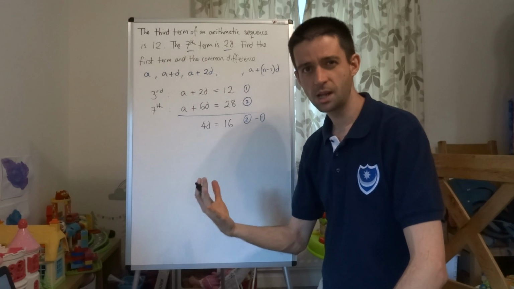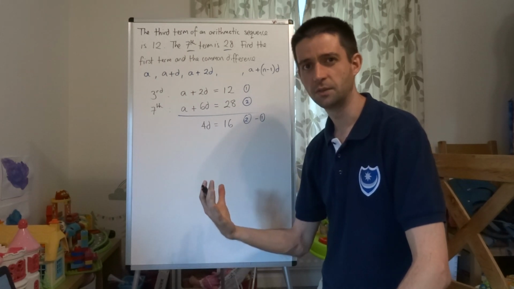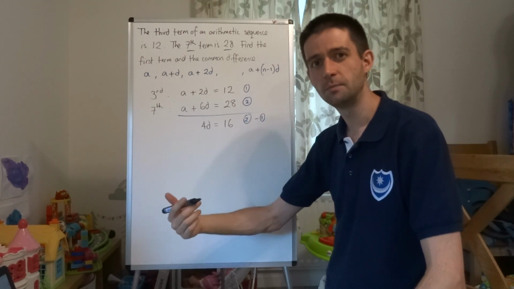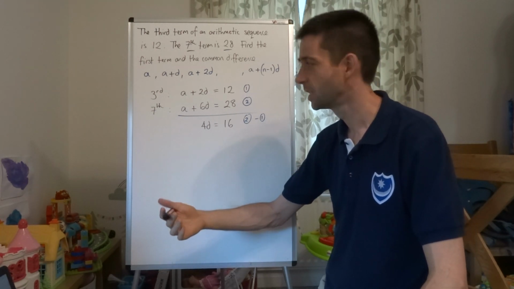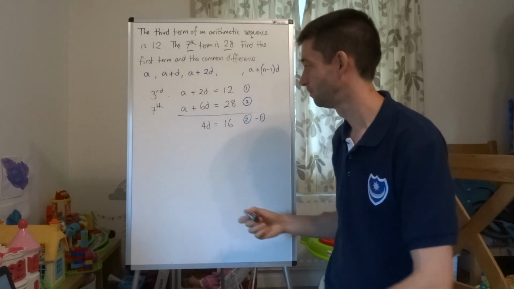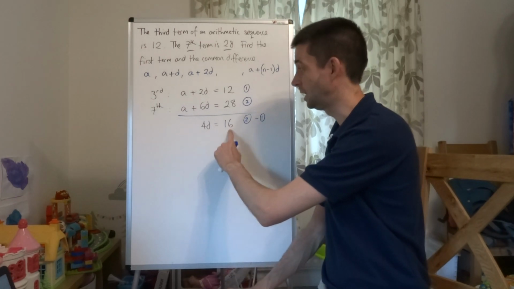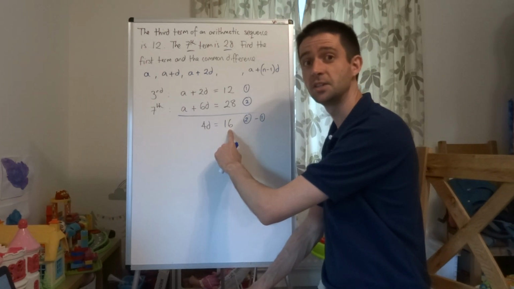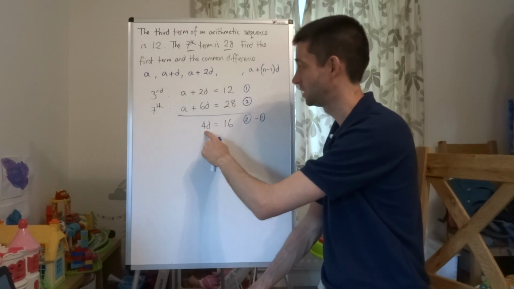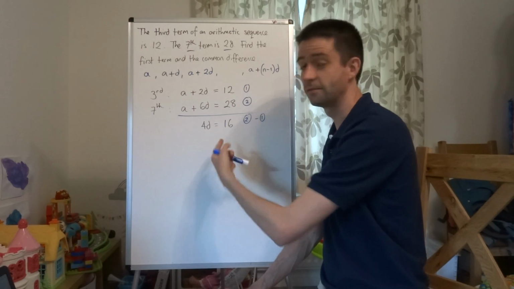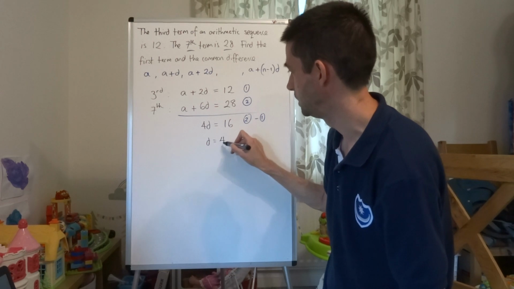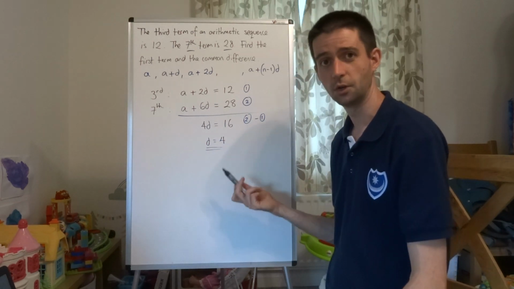Now let's just pause for a minute and think about what this means in the context of the problem. 4D equals 16. Well, let's just think, how many terms are there between the third and the seventh term? Well, there's 4. 4 more terms, which means you'd have 4 more differences. So 4 more differences is the difference in the numbers in that sequence. So we've gone from 12 to 28 in 4 differences. They must be the same. So we have 4D equals 16. And now we can solve to say that D equals 4. So the common difference is 4.